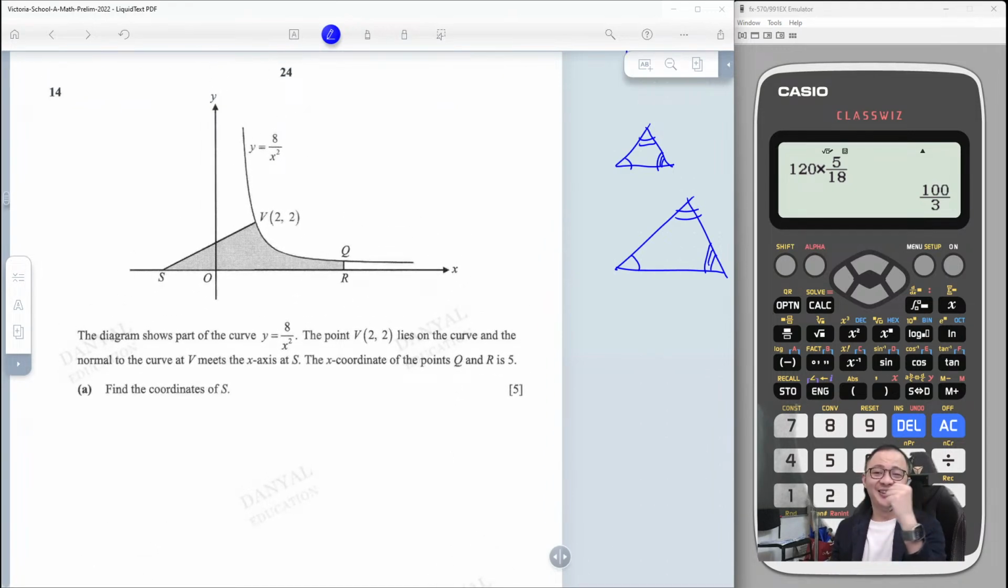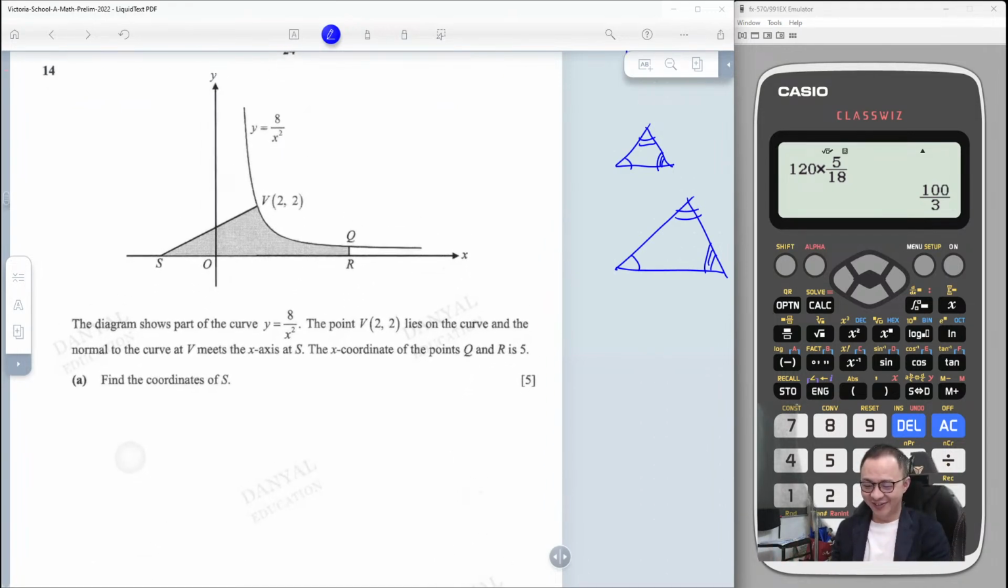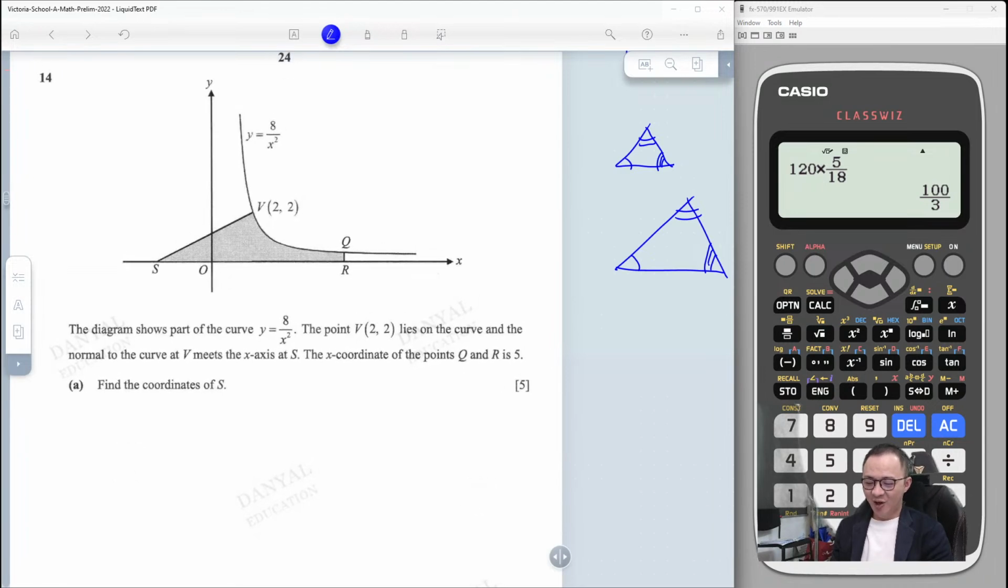Last question finally. Let's do this one and all of us can go to rest after this. Okay, so this diagram shows a curve and then point V lies on the curve and the normal. Okay, this is a normal line, so I assume it must be perpendicular to my tangent.